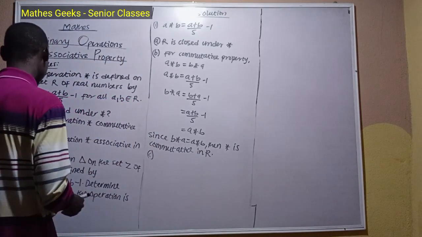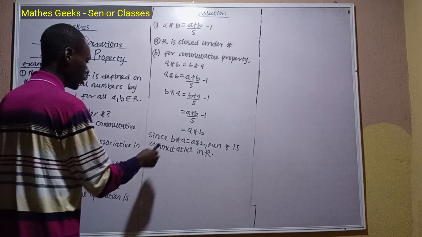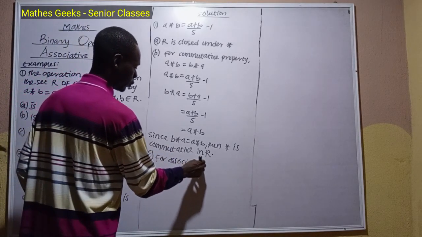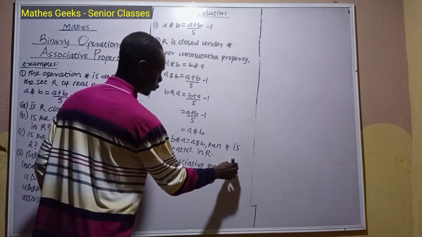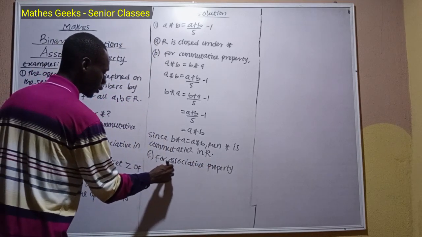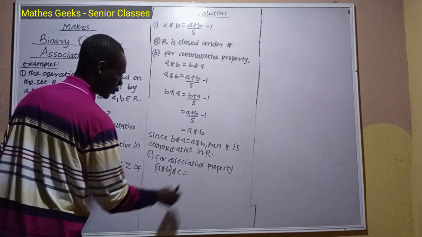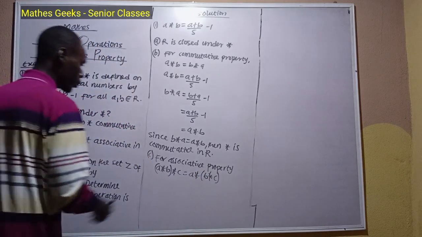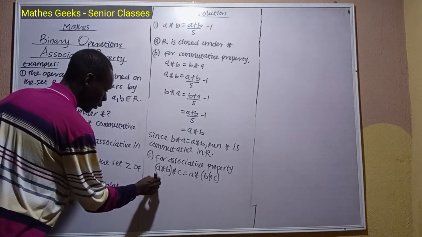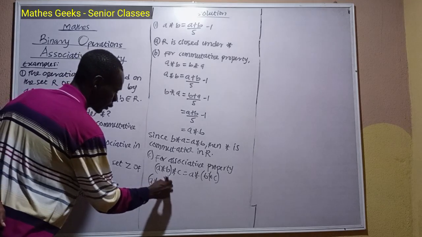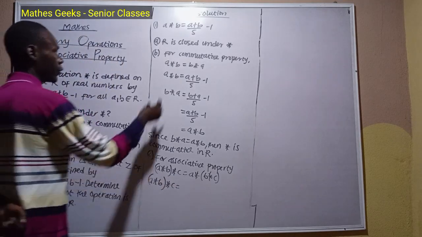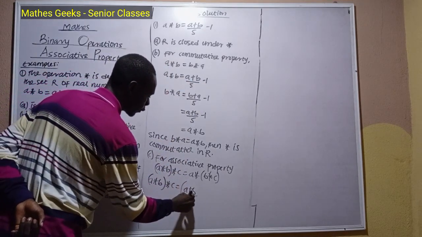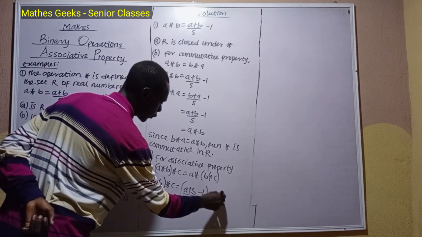C. Is the operation star associative in R? For the associative property, (A star B) star C is equal to A star (B star C). So let's simplify this part. A star B star C is equal to, where A star B is already (A plus B) over 5 minus 1, so this will give us ((A plus B) over 5 minus 1) star C.